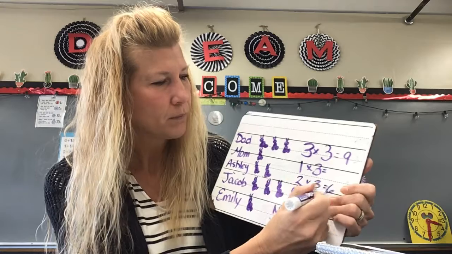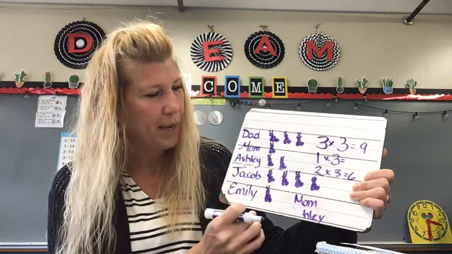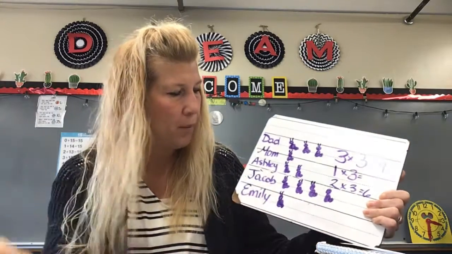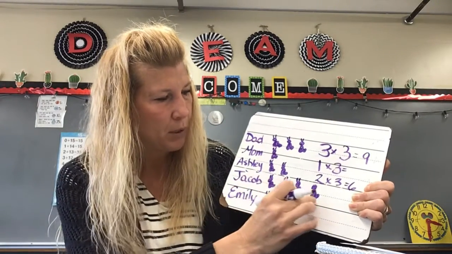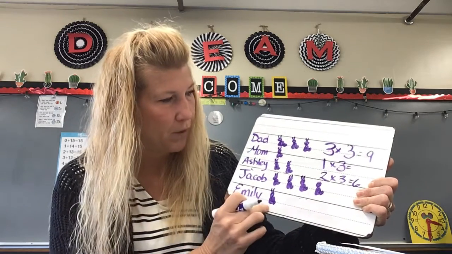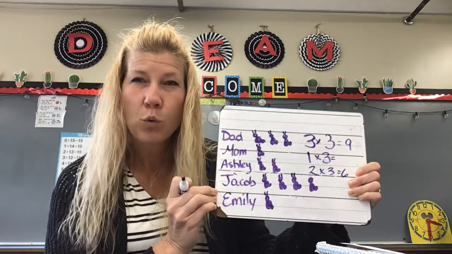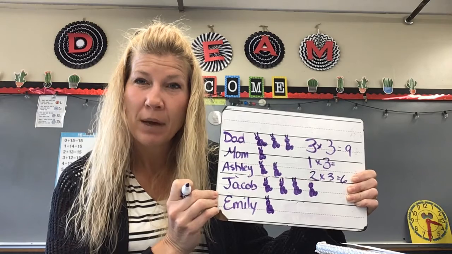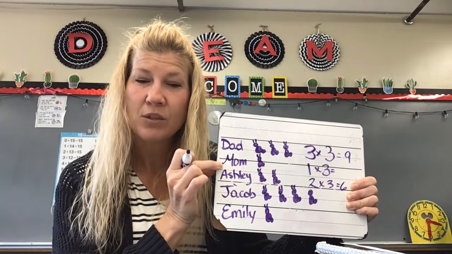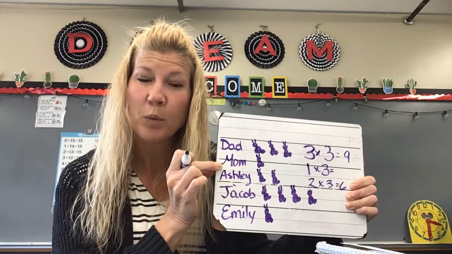Good job. So you will do Jacob and Emily also in that way. So count up how many bunnies there are and then multiply it by 3. Same thing for Emily. Now, if you notice, which one of them had the same amount of bunnies? Emily and Mom had the same amount of bunnies. So their multiplication problem will be the same.